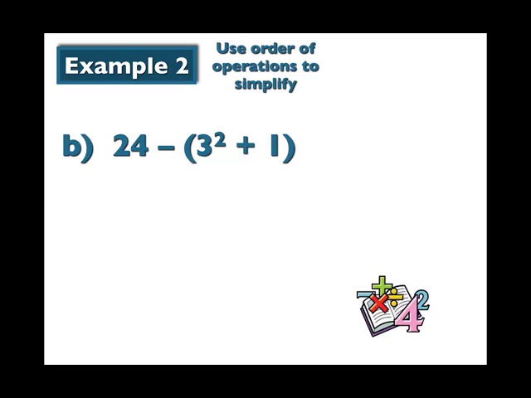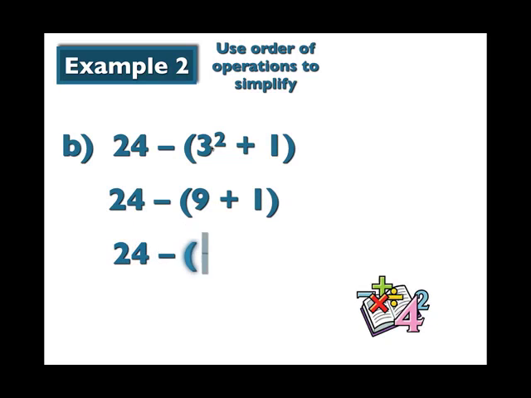Your next example's got a little bit more to it. So we're going to do inside the parentheses first. And inside the parentheses, we have exponents and we have addition. So we do the exponents first. 3 squared makes 9. So now we have 24 minus 9 plus 1. Finish off the parentheses. That's going to give us 10. And now we subtract: 24, take away 10. We're going to get 14.